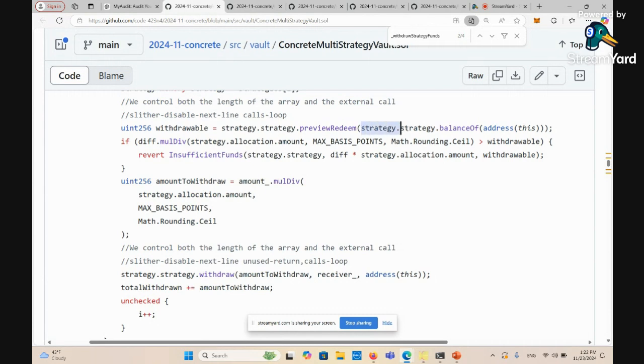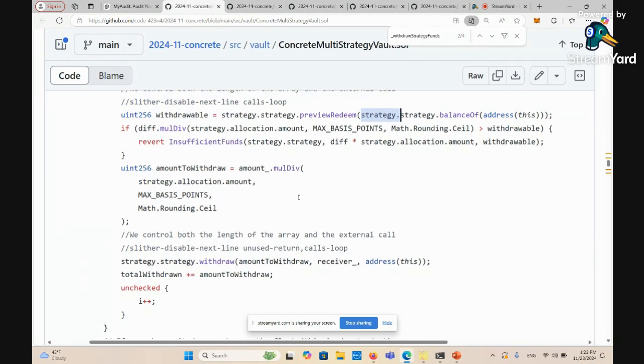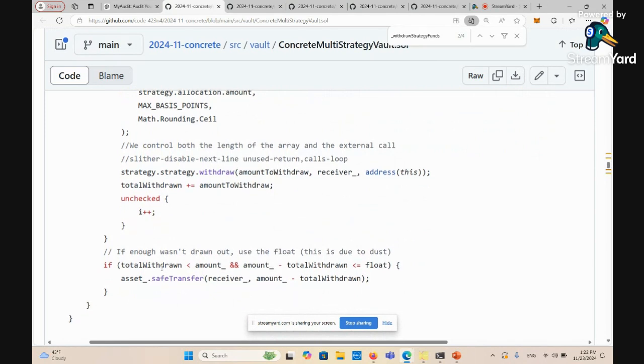So I'm not sure why they are not using the available to withdraw method. Instead, they're using the preview redeem method over here. But I think maybe both of them will work. But anyway, the idea is to go through each strategy, withdraw, and then if we have a sufficient balance, this will send over the remaining asset from the multi-strategy fund.